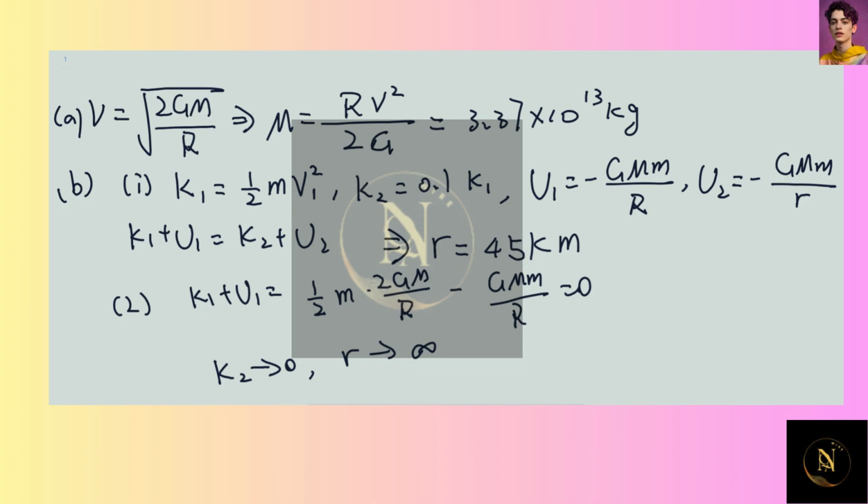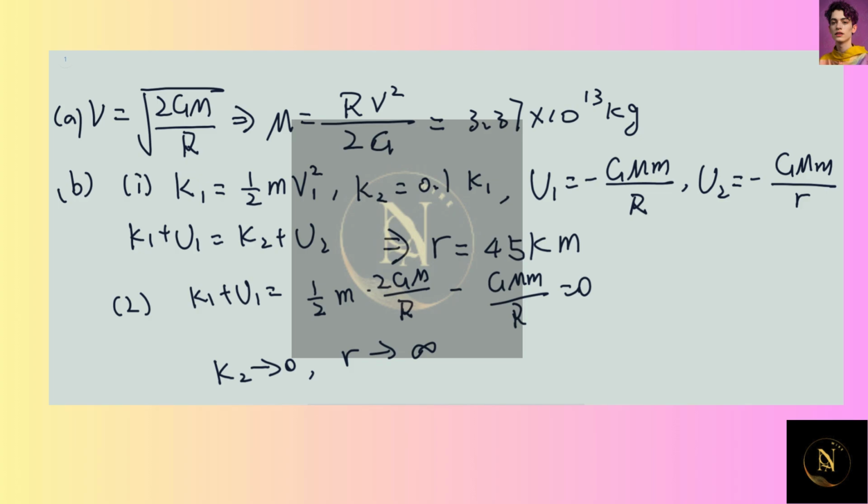Due to energy conservation, the initial total energy equals the final total energy. So we plug all this into the equation. We know the mass of the debris and the mass of the comet. We know the initial velocity, right? We know the radius of the comet. We know the gravitational constant G. The only thing we don't know is the radius r. So if we plug into the equation, we can solve for r, which is equal to 45 kilometers.